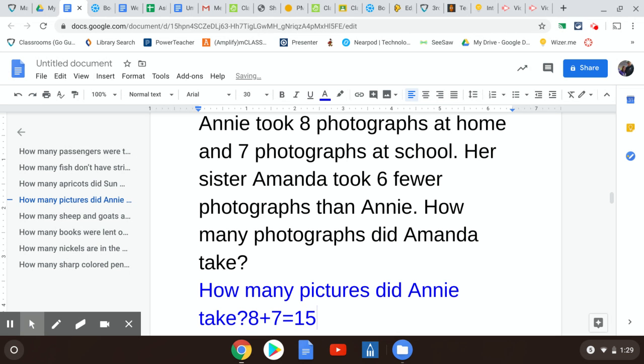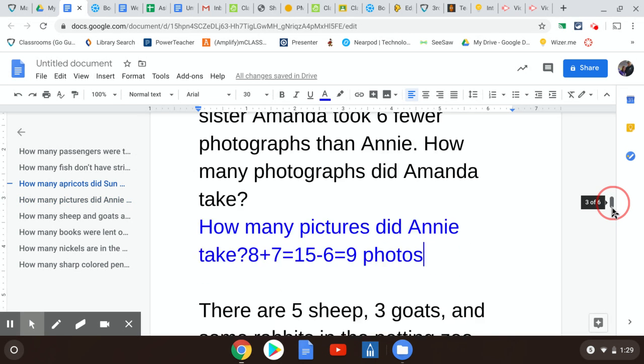Now, Annie has 15. Here it says that Amanda took 6 fewer photographs, so that means she took 6 less. So you're going to take 15 minus 6, and when you do that, you get 9 photos. Okay? Not how you spell photos.